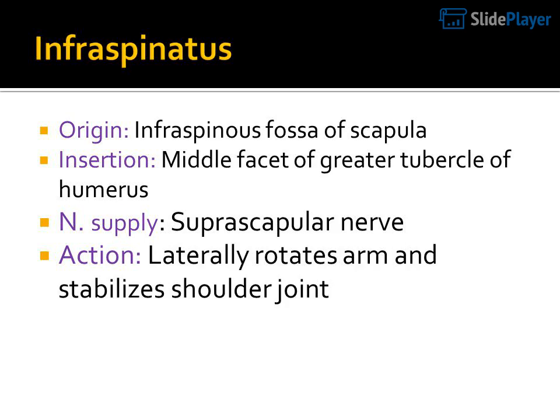Infraspinatus, end supply, suprascapular nerve. Origin, infraspinous fossa of scapula. Insertion, middle facet of greater tubercle of humerus. End supply, suprascapular nerve. Action, laterally rotates arm and stabilizes shoulder joint.